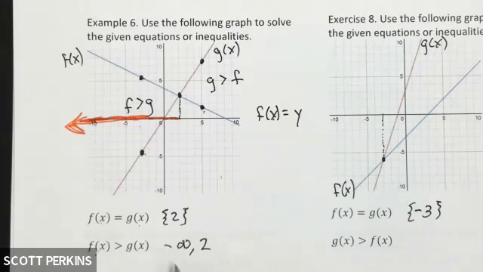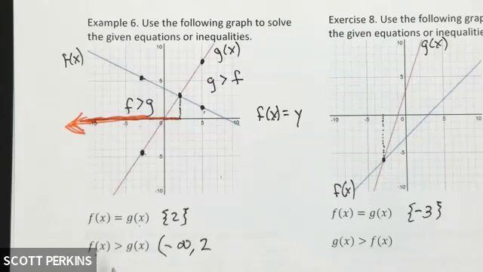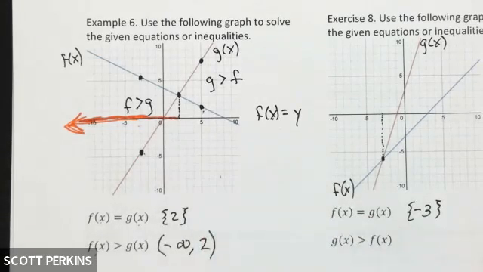Now at the infinity part of this, we always put a parenthesis. But what we're going to put at the 2 part of this is related to that inequality. So since there's no equals here, I'm going to put a parenthesis at this side because I'm not interested in where they're equal in that particular problem.